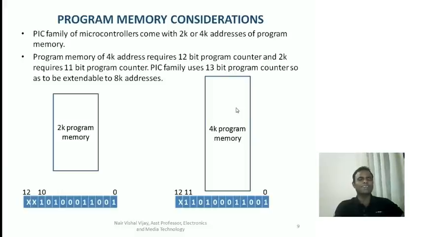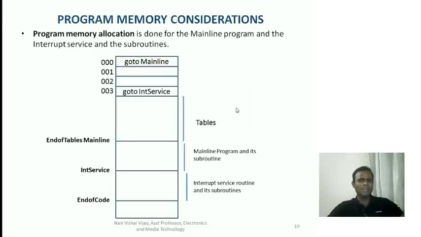So, as you can see, your program memory is actually allocated for the main line of the program or your main function, your interrupt service function, and your end of code or tables. Your program memory is basically bifurcated, or divided, into these different sections. So this is how your program memory is divided.